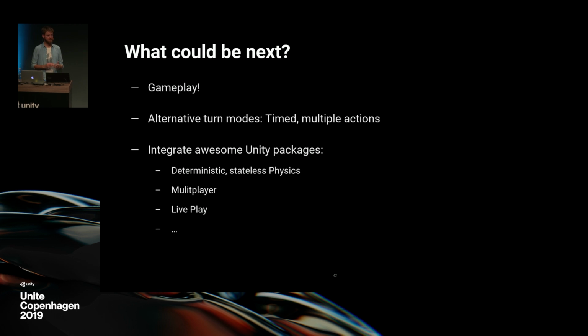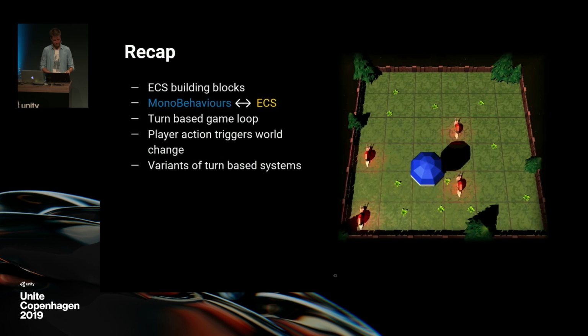You could also have something like a timed mode, so that the player has a certain amount of time to do actions and then the world turns. Or you can have something like in board games where the player can do as many actions as possible with a given resource and then manually ends the turn. You could also go ahead and take all these nice ECS-based packages and put them into the game. So we have the physics system, which is deterministic and stateless, and allows us to do all crazy things with multiplayer. We have this live link thing that we can implement in here. So basically, this prototype gives you a good foundation to extend on all the stuff that Unity is working on right now.